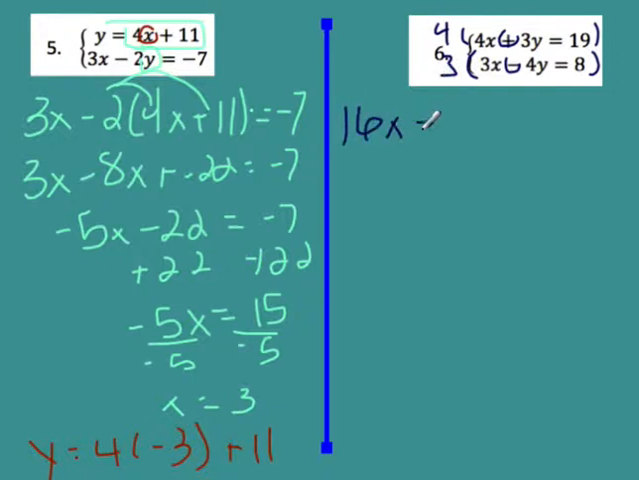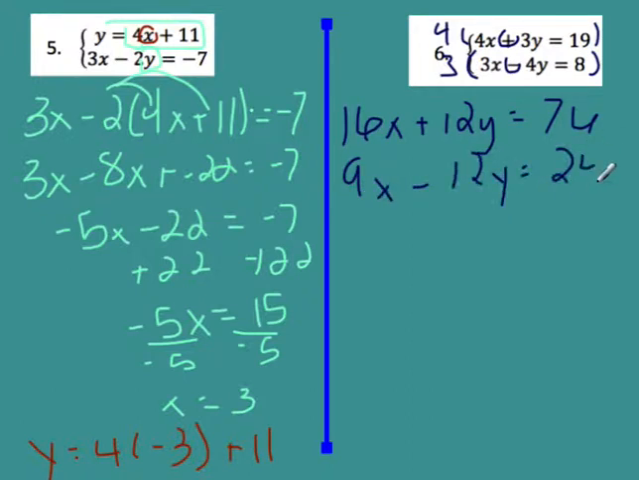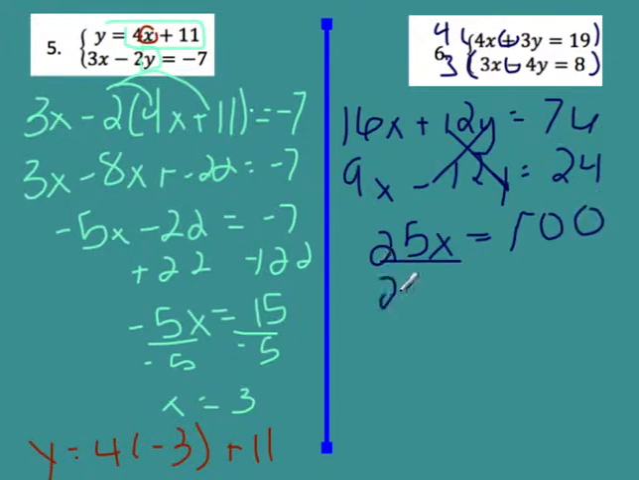So I have 16x plus 12y is equal to 76. And then I have 9x minus 12y is equal to 24. So then I get 16 plus 9x, which is 25x. My y's are going to cancel out. 76 plus 24 is going to give me 100. Divide both sides by 25, and then I get that x is equal to 4.